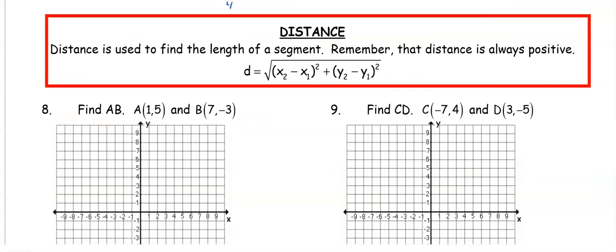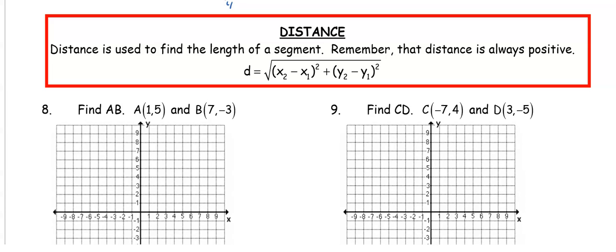When we are looking for distance between 2 points, there is a distance formula, which is the square root of x2 minus x1 squared plus y2 minus y1 squared. You can also use your slope to find your equation.